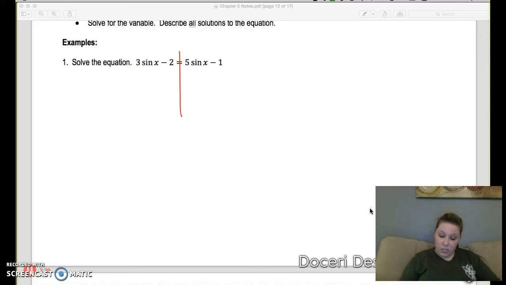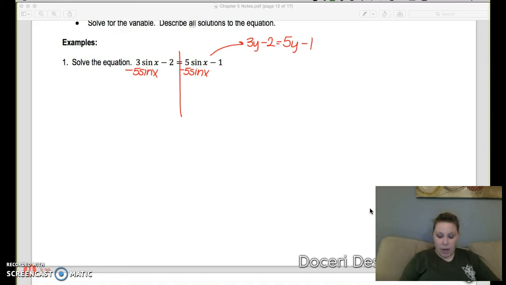That's our one unit. So this would be similar to solving the equation 3y minus 2 equals 5y minus 1. It'd be like getting the y by itself. So what I'm going to do is subtract 5 sine x from both sides.